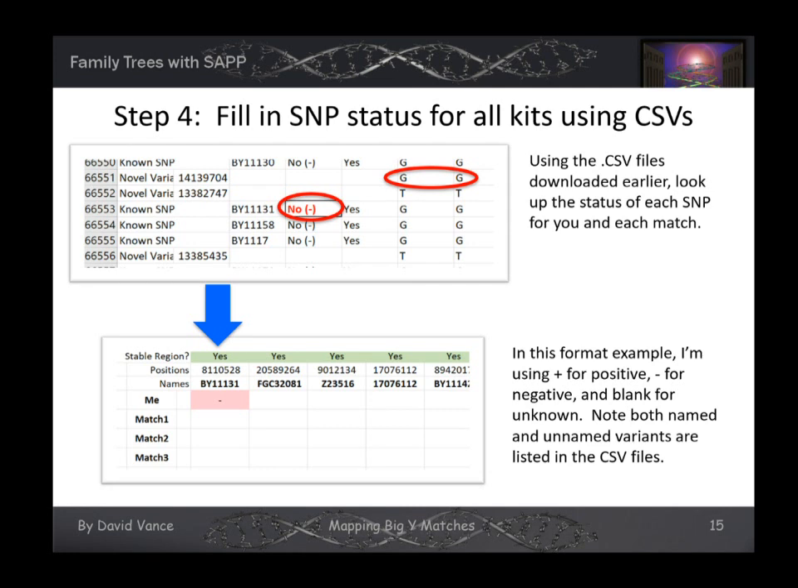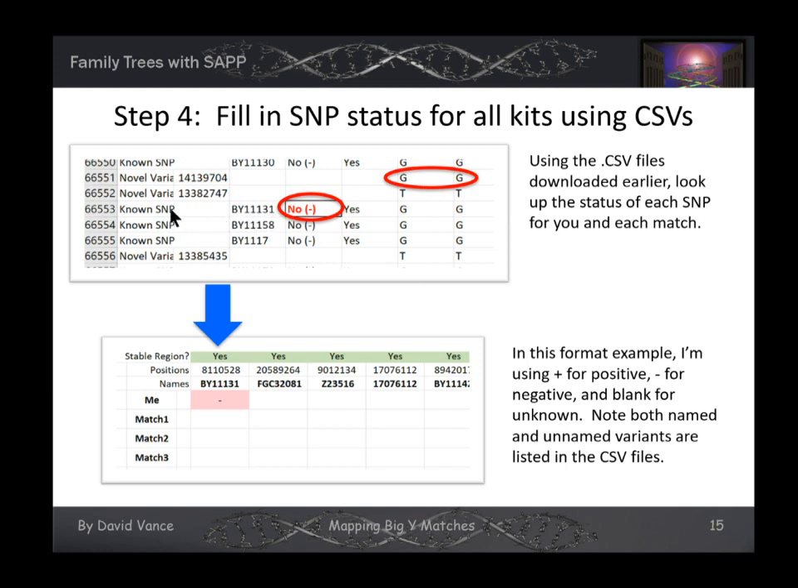Because you want to record not only if the SNP is positive or negative in each of those CSV files, but, and I'll show you this in a minute, you're also going to want to record if the SNP has not been covered by that individual Big Y test. In this case, the format of the CSV file, I've just taken an excerpt from it here, and I've scrolled down to find BY11131.